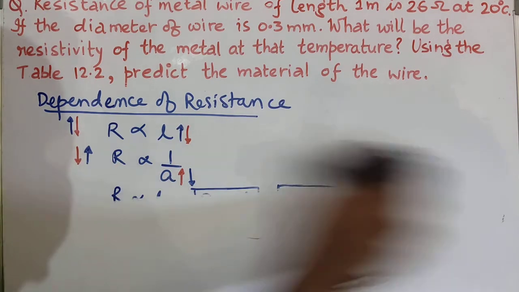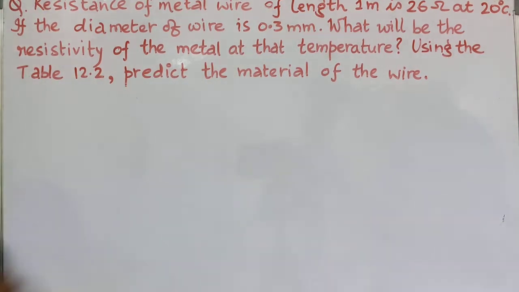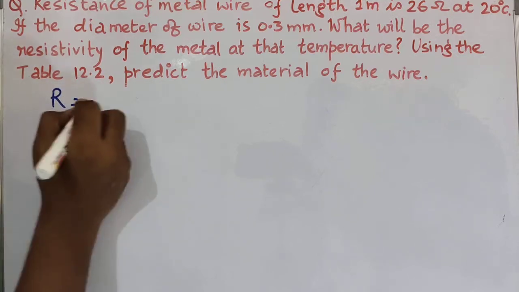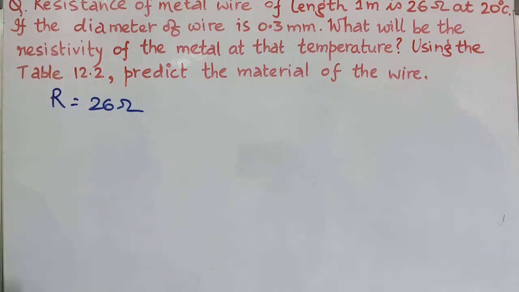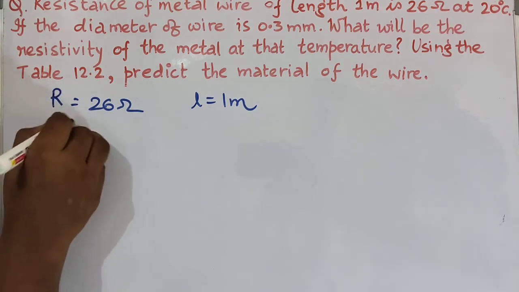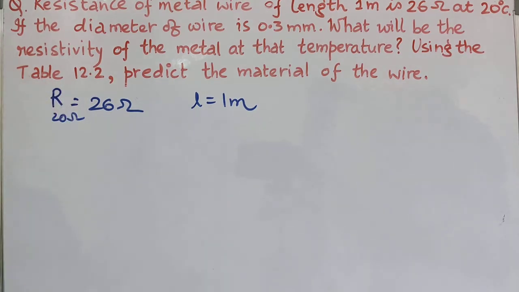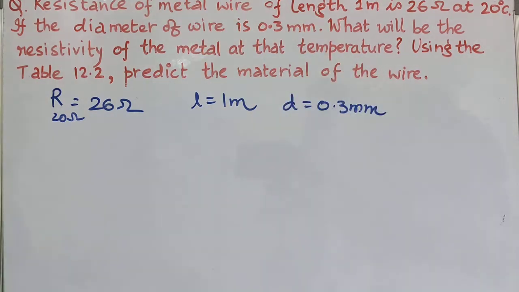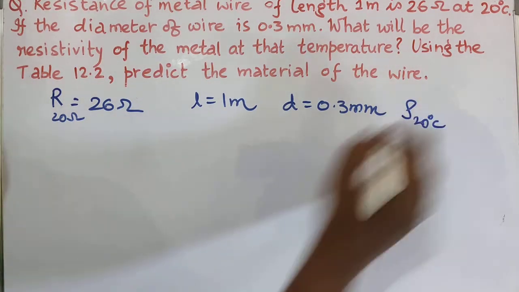What's the question? Let's write the given here in the question. The resistance of a metal wire of length 1 meter is given, R is equal to 26 ohms. This resistance is at 20 degrees Celsius, right? If the diameter of the wire is 0.3 mm, what is the resistivity of the metal at that temperature? So we need to find out rho at 20 degrees Celsius.